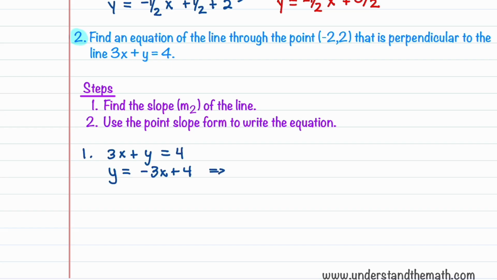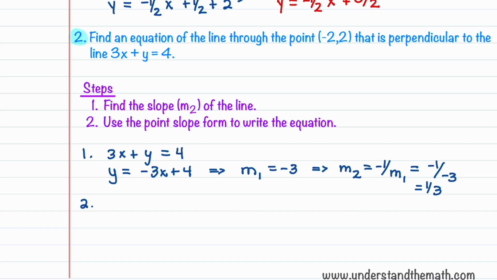Solving for y, we have y is equal to minus 3x plus 4. So that tells us our slope, I'm going to label it m1 because that's the slope of our first line, is equal to minus 3. And we know that m2 is equal to minus 1 over m1. So our m2 is going to be equal to minus 1 over minus 3, which is going to be equal to 1/3. Now we can go on to our second step.